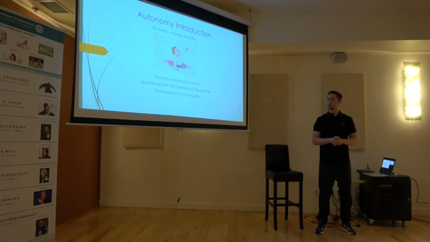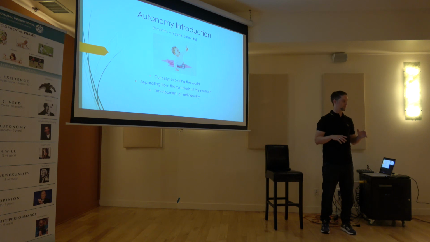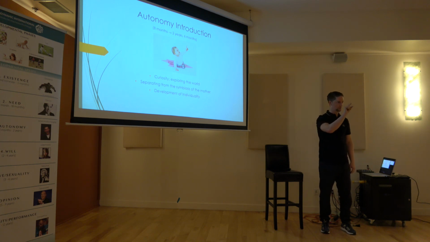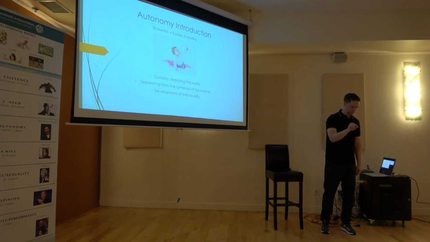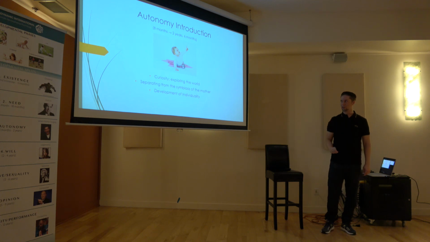And so autonomy, again, has to do with curiosity. The child's becoming mobile. First it starts creeping, then it starts crawling, then it learns how to walk. It points at things that it's interested in. The muscles for the pincer grasp come online, and they'll start picking up little objects on the floor. And it's also the first step away from the mother.